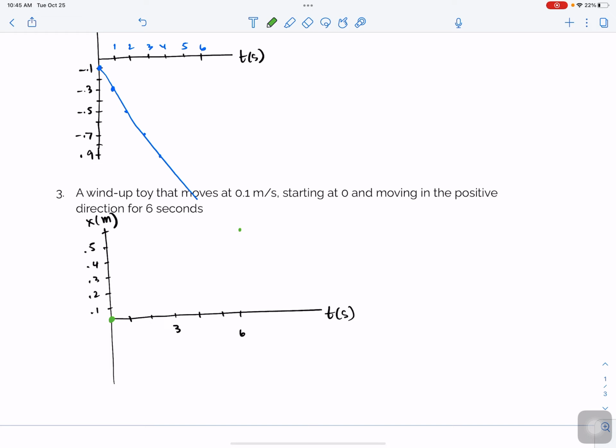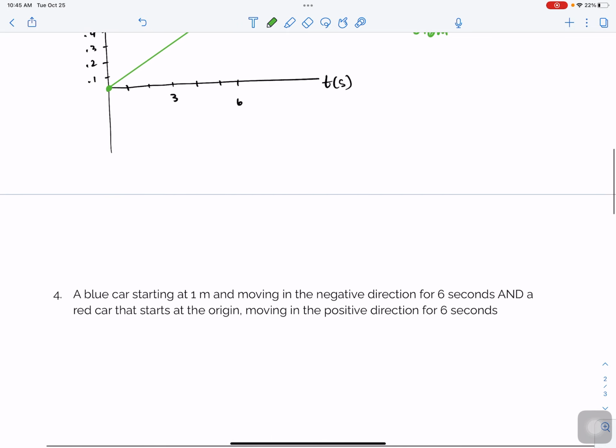How did I get that? Well, I know that we have this formula. X is equal to the velocity times t plus x0. This is 0. My velocity is 0.1 meters per second, and after 6 seconds, that gives me 0.6 meters. So you just plug it in, and then you can draw a straight line. So that's another way to do it, perfectly fine.